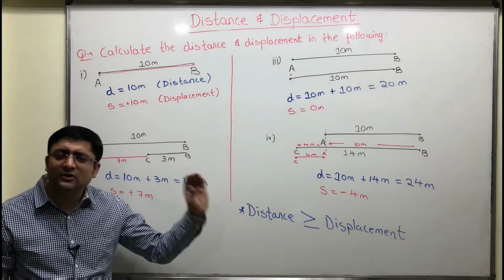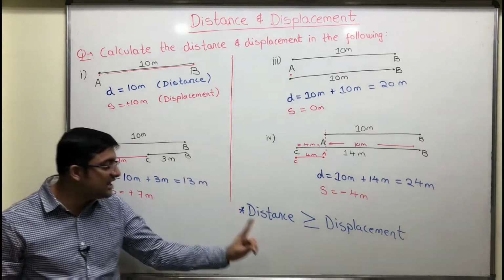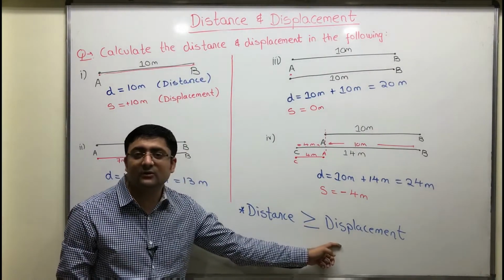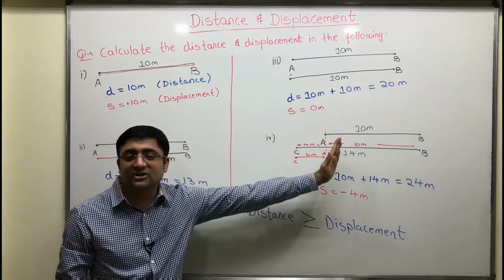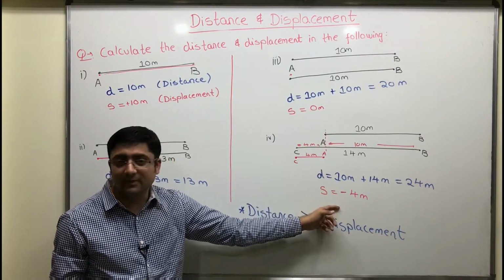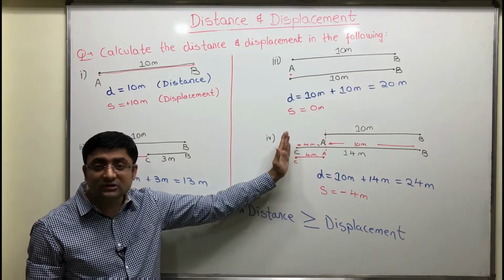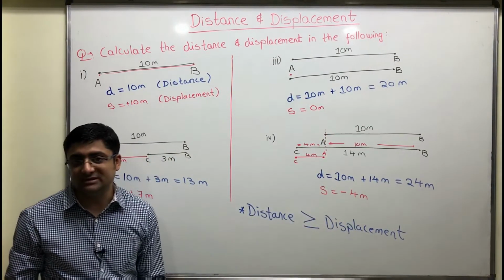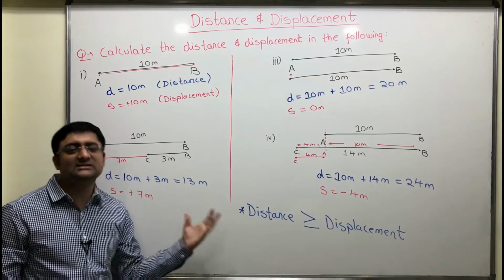So this is how you calculate basic distance and displacement. And remember guys, distance is always greater than equal to displacement. So right of initial point plus, left of initial point minus. So because here we came 4 meters to the left of A, therefore minus 4 meters. So this is how you do basic distance and displacement.